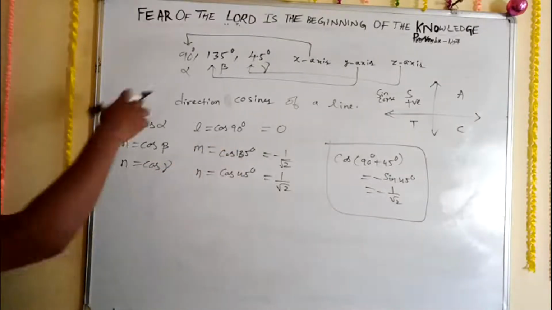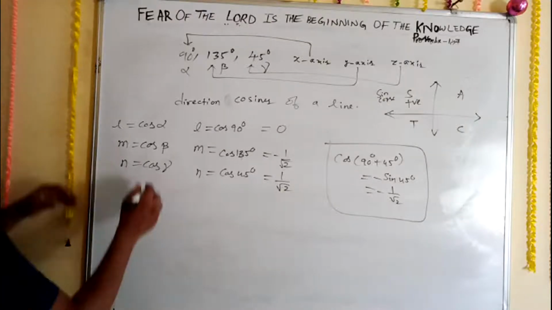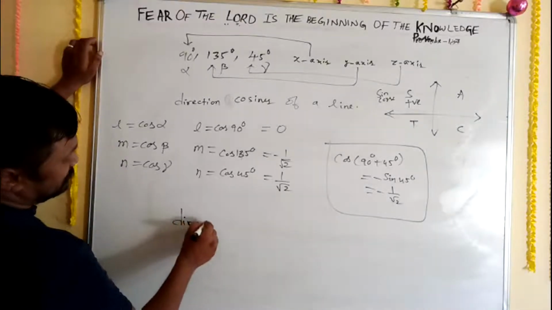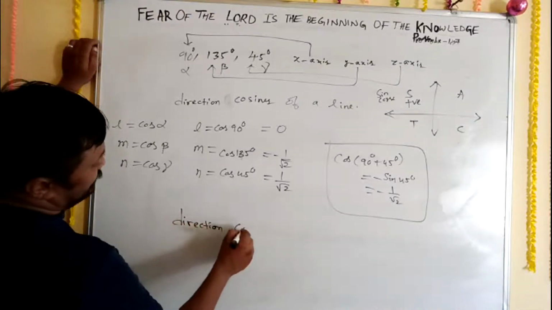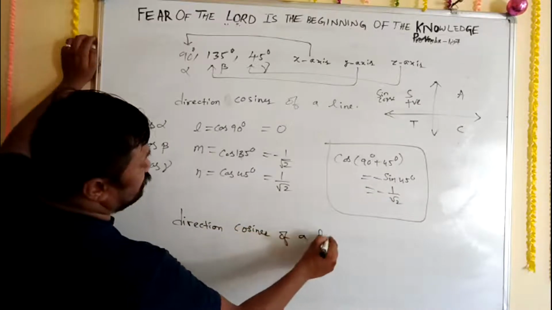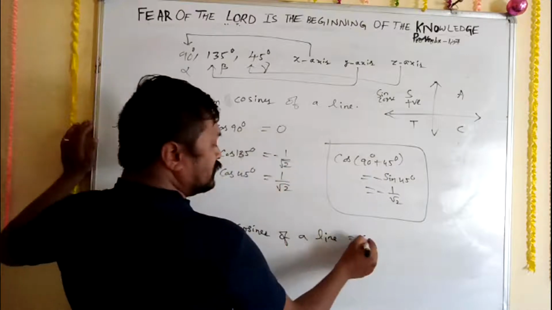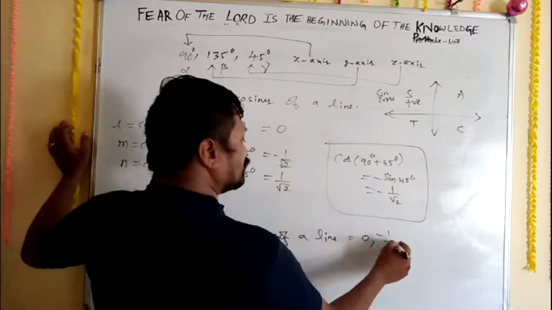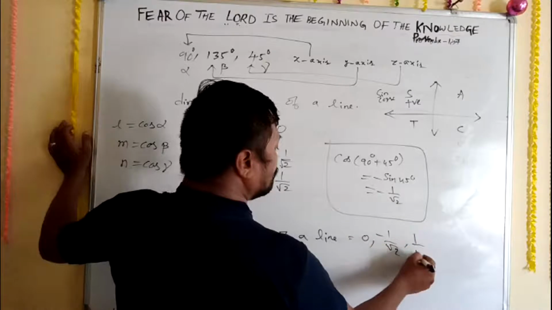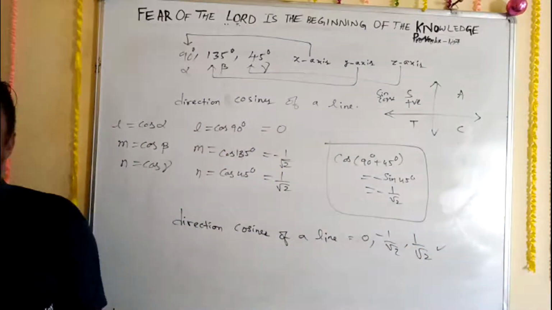Okay. So now the direction cosines, if I need to write, I will write directly here: the direction cosines of a line is equal to, first one 0, second one minus 1 upon root 2, third one 1 upon root 2. Simple. That much only, very simple it is.